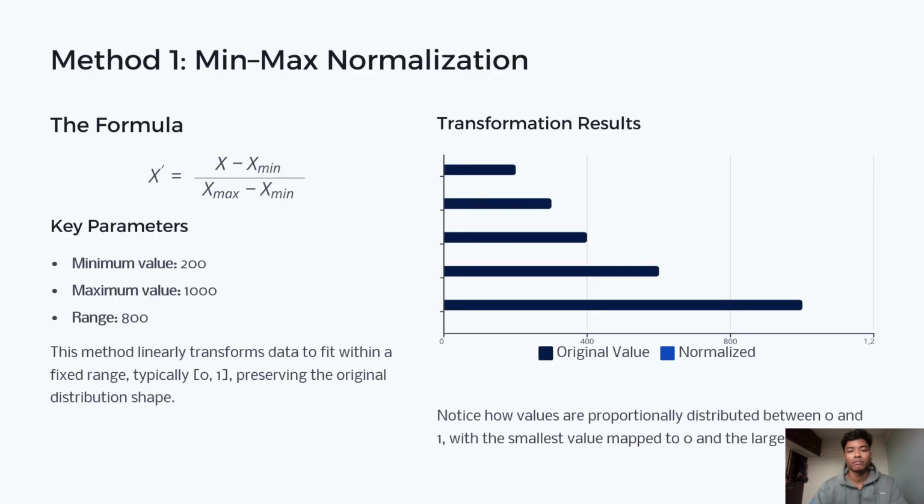Now, method number one, min-max normalization. Min-max normalization brings all values into the range 0 to 1. It does this by using the smallest and the largest value of the dataset. In our case, the minimum value is 200 and the maximum is 1000. The range is 800. This method preserves the pattern of the data. The value with the lowest workload becomes 0 and the highest becomes 1.